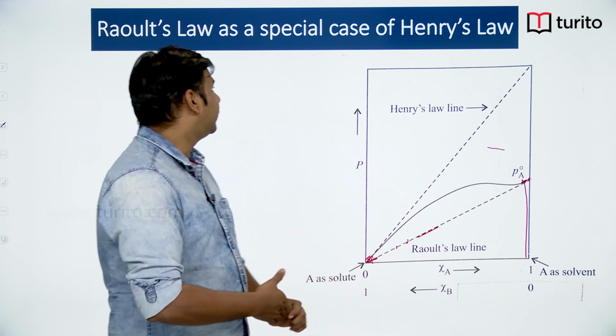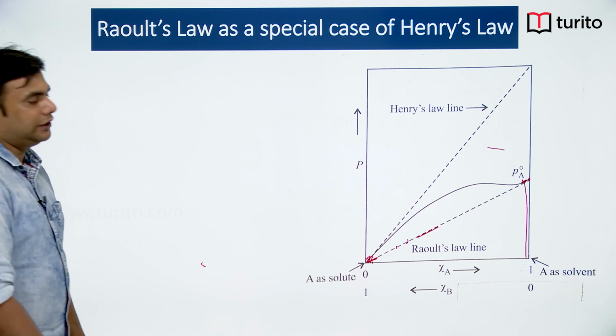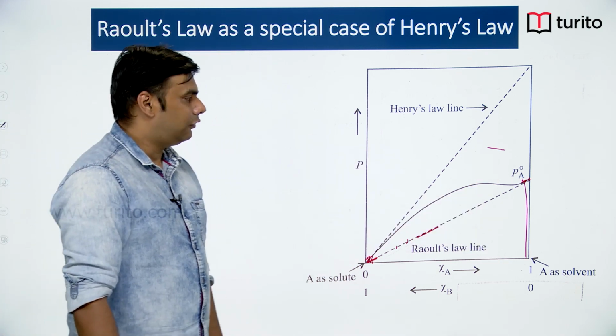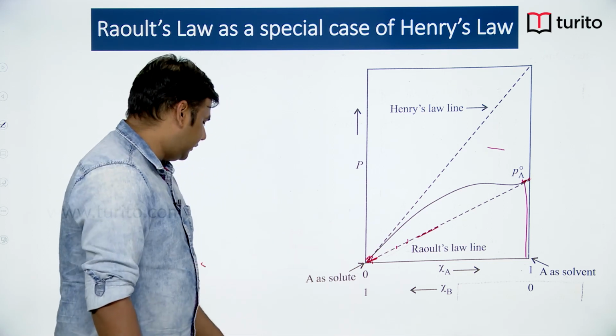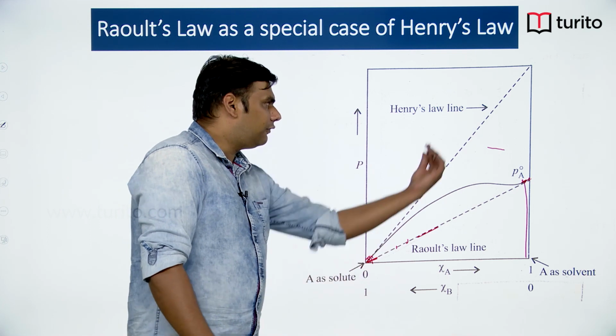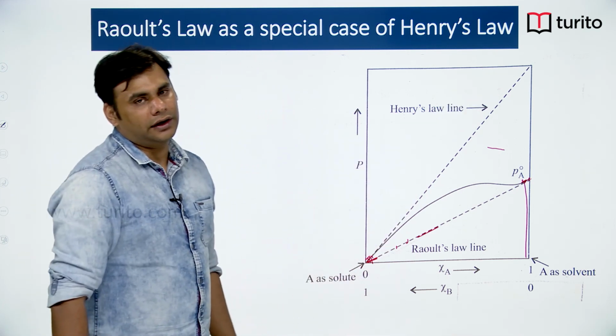Okay, so hope this is clear to you. So we say that Raoult's law is a very special case of Henry's law. If the solvent is following Raoult's law, then the solute at a very small concentration range will follow Henry's law. So if you join this line, this would be the Henry's law.